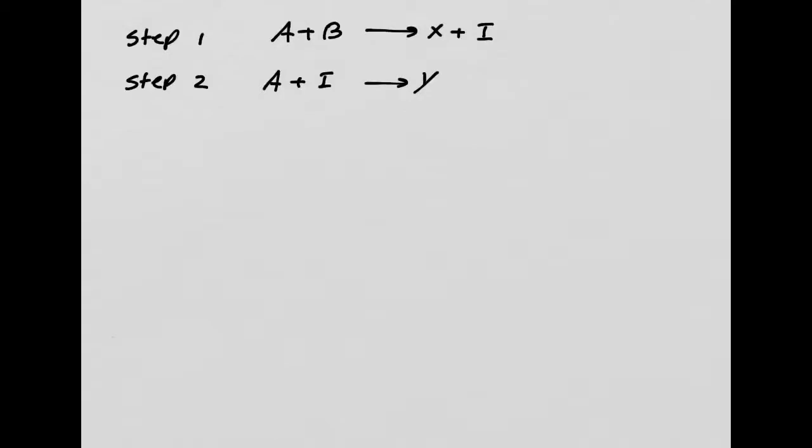Okay, now that you have all the terminology, let's get to it and see what I'm trying to show you. Let's say we have a reaction that happens in 2 steps. Step 1, I'm going to have A plus B go to X plus I. Step 2, A plus I goes to Y. The first thing I need you to tell me is, do we have an intermediate?